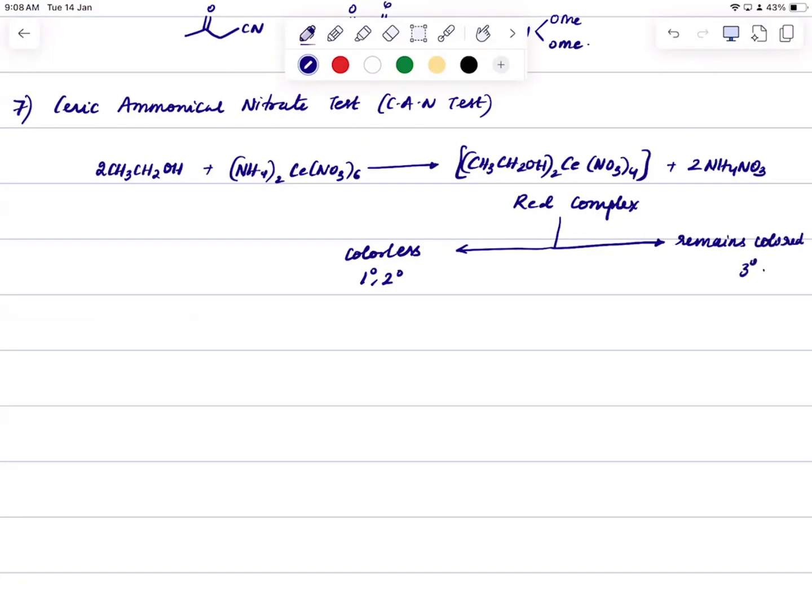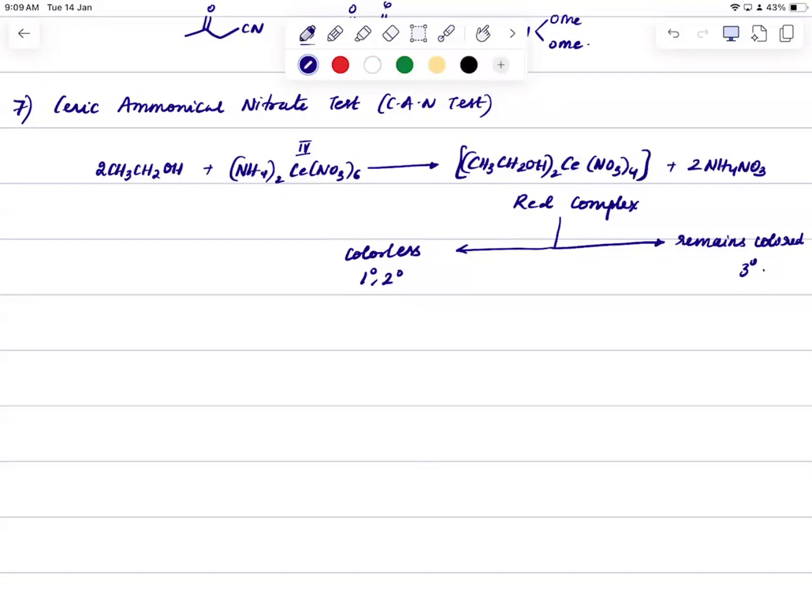In ceric ammonium nitrate, the oxidation state is +4. Initially it gets reduced to +3, and thereafter again becomes +4 and gives a colorless solution. This is particularly for 1 degree and 2 degree. For 3 degree, there is no hydrogen present here. This is the hydrogen which will be removed to get oxidized, and a radical will come out of this. If these hydrogens are not there, it will remain as a colored complex. So this is the form you need to know.